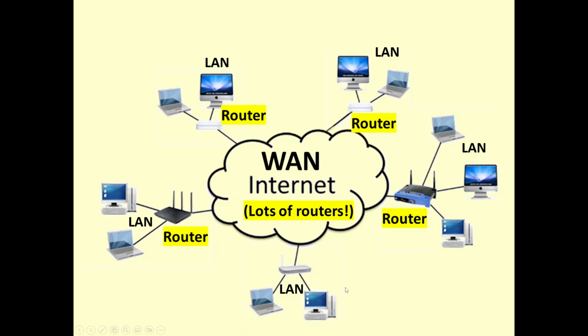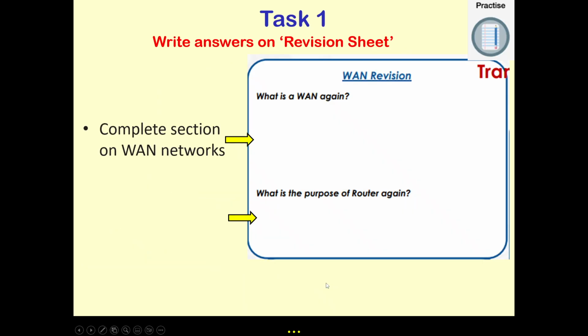And there you can see an example of a WAN with lots of different LANs connected. Each has at least one router that connects it all together, and there are lots of routers that connect and transmit the data inside the WAN itself. Complete the section on your sheet, please, about WANs.